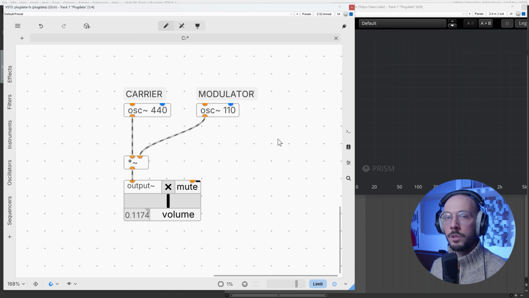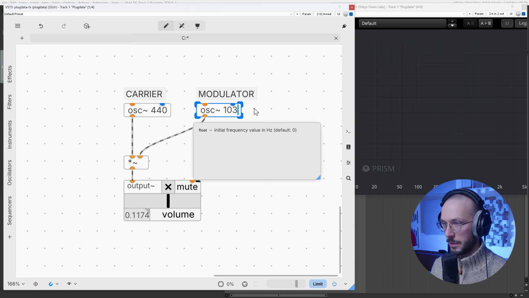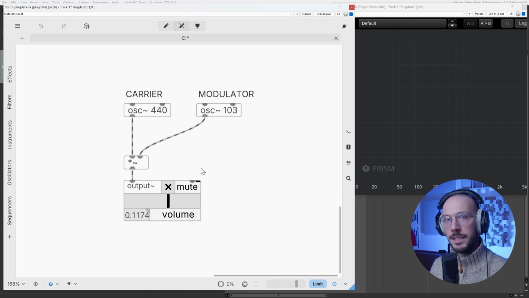The harmonic or inharmonic nature of the resulting sound is determined by the ratio between carrier and modulator. For a harmonic outcome, make sure to use integer ratios. Like in this example, the carrier is 4 times the modulator. If we change the modulator to a different value, so we use a non-integer ratio like this one, we get a detuned effect.